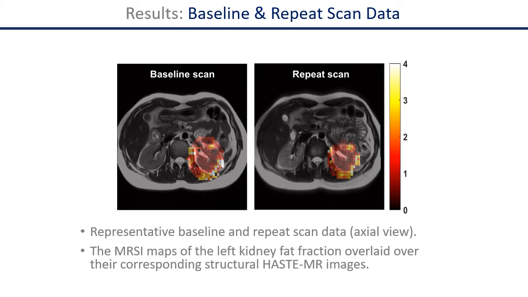Here is representative data showing the images acquired during the baseline and repeat scans. To give a better insight, the fat fraction maps calculated from the MRSI data were overlaid on the corresponding structural MRI image. During the planning, in order to help in the repeatability assessment, the hilum of the kidney was used as an internal landmark within the slice.